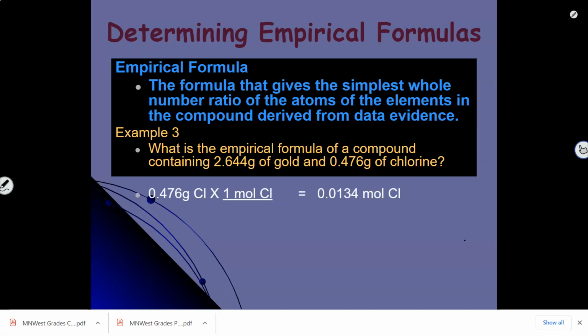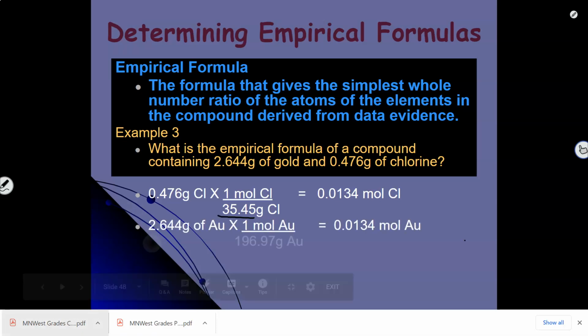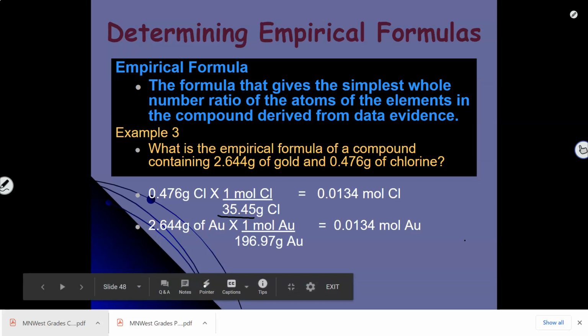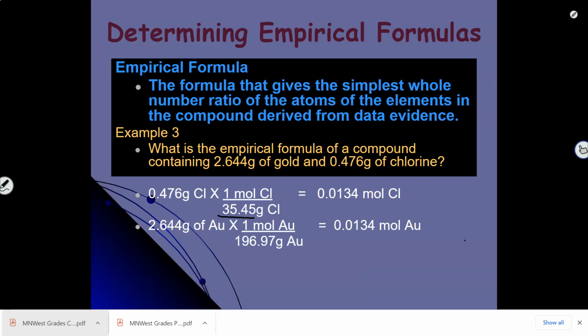So I would do my conversion for my chlorine. I have the mass, and then I looked up the periodic table to see what the atomic mass of chlorine was, and I have my moles. I would do the same thing for the gold. I had 2.644 grams of gold. I'm going to take it times 1 mole of gold over 196.97 grams of gold, and I get my moles for the gold. Notice, what we usually do is look at these two and compare them. Whichever one is the smallest, we divide it into the other one. It looks like these two values are the same.